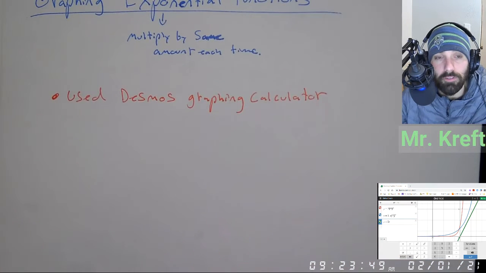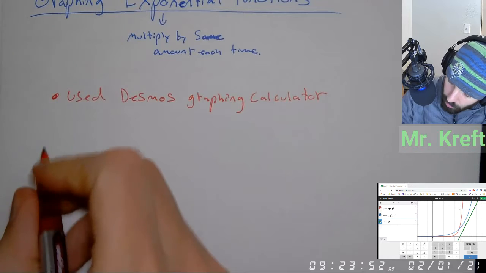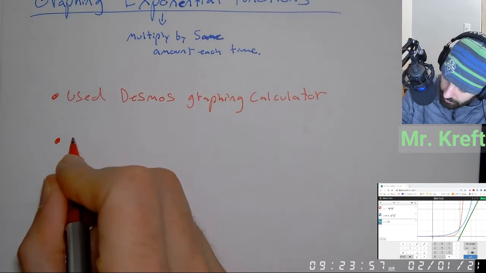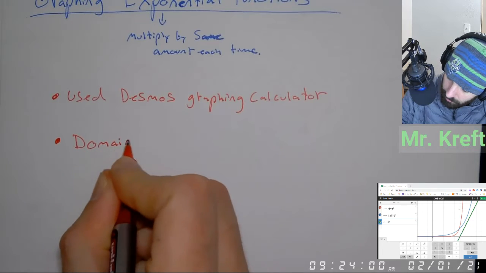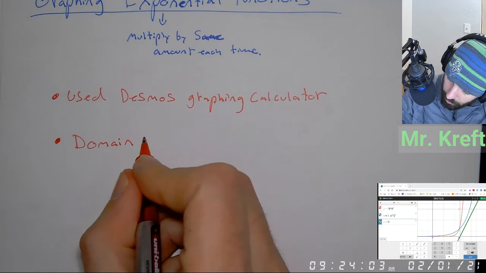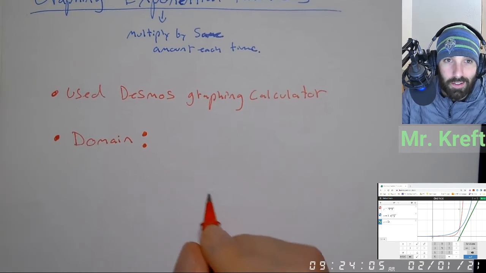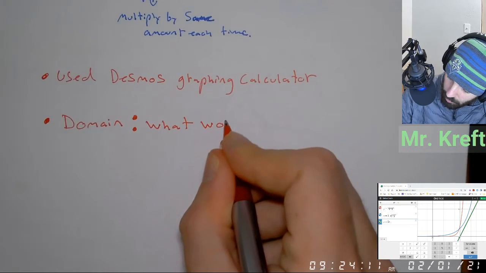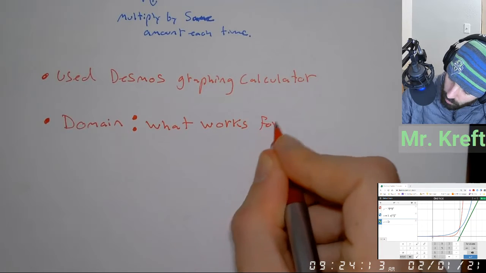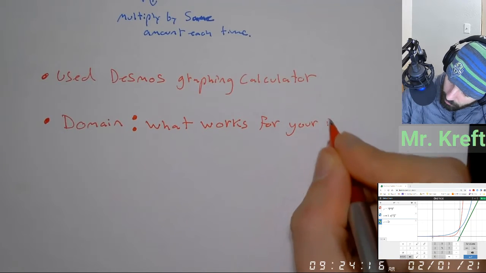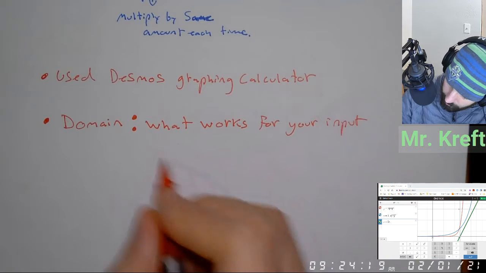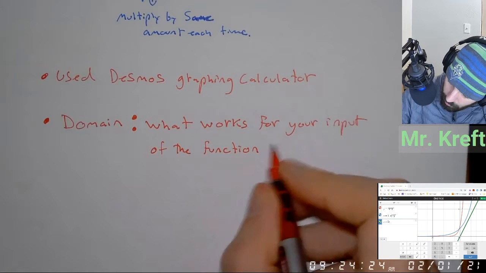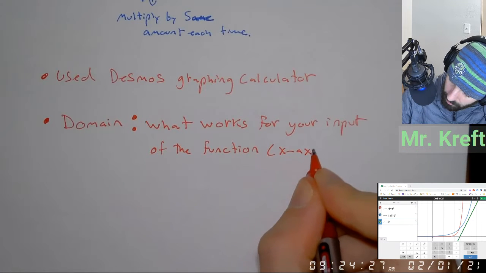But there's two things that we're going to have to interpret from our graph. To do this, one of the things we're going to do is the domain. So the domain is what works for your input. I think we've talked about this before, but I'm reviewing: what works for your input of the function, right? So this is the x-axis.